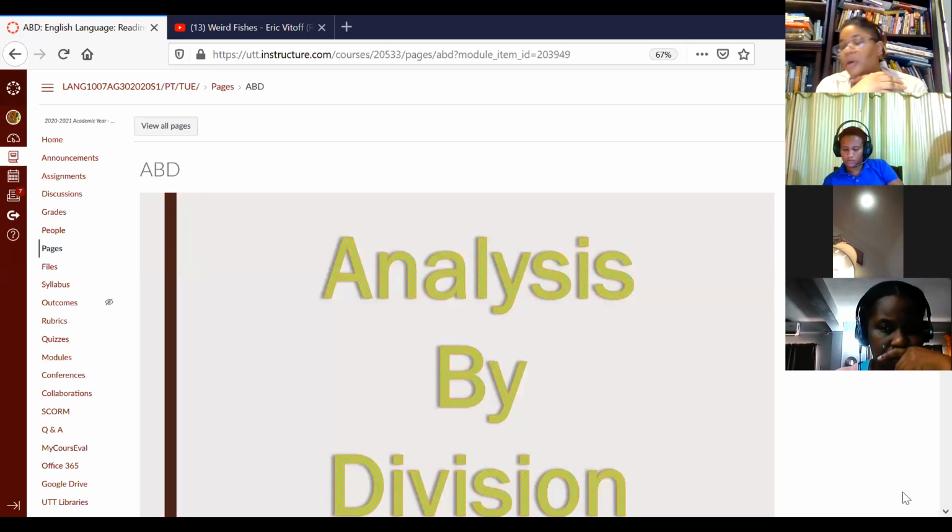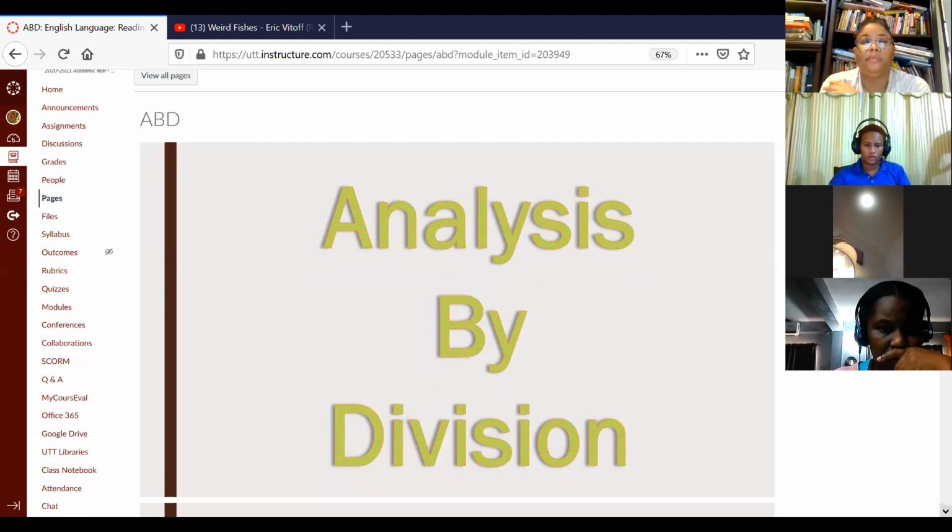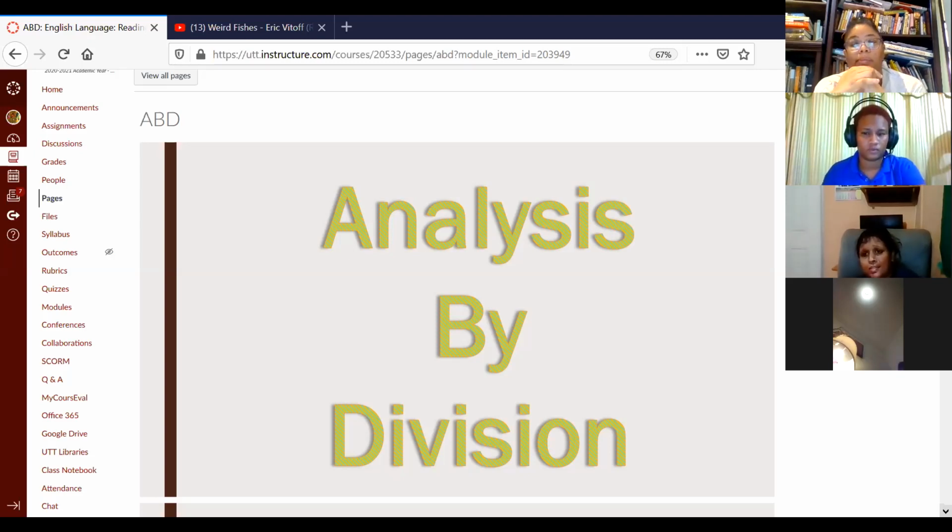So for those of you who got to see the material before class, what is an analysis by division? Anyone? Breaking it down into smaller parts and putting it into groups. Right, so yes, it's breaking something down into smaller components. And then what do we do with these smaller components?